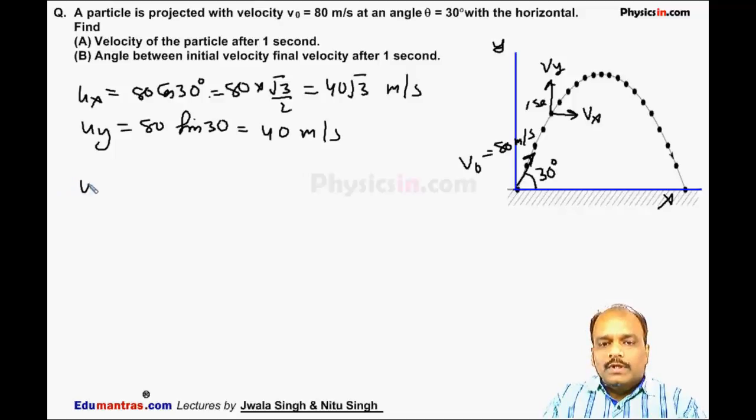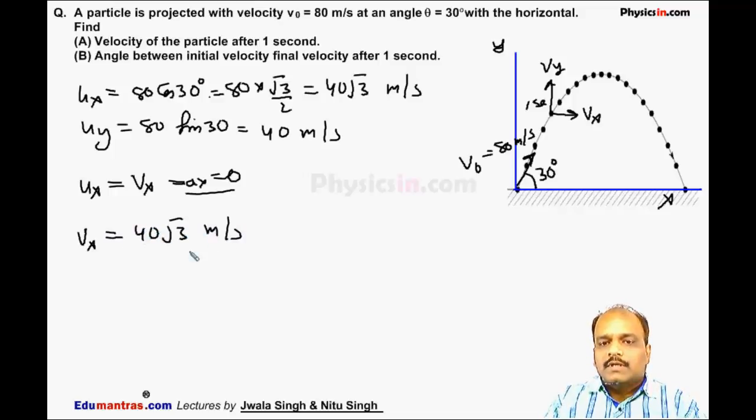Now we know ux of the particle will always remain the same. The horizontal component of velocity will remain the same because ax is equal to 0. So the velocity along x-axis, Vx, is always equal to 40 root 3 meter per second. Whereas Vy is equal to Uy minus g t. Vy is positive, acceleration is acting downward. So we can say Vy is equal to Uy minus g, which means 10 into time is 1 second. So it is 30 meter per second.